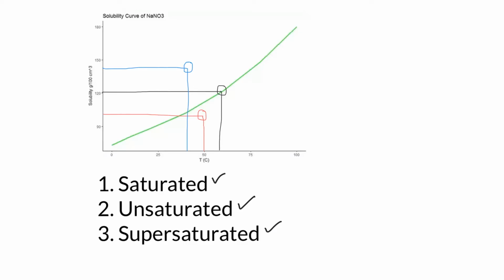And so let's try to figure out the values for those points. So if I look at the black point, which is this right here, the value for the black point would be 120 grams at 60 degrees Celsius. Similarly, for the red point, it would be 100 grams at 50 degrees Celsius, and for the blue point, it would be around 145 grams at 40 degrees Celsius.